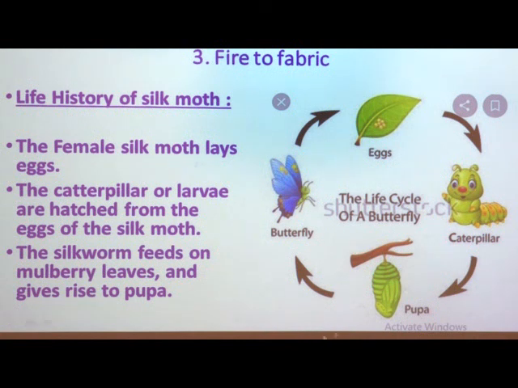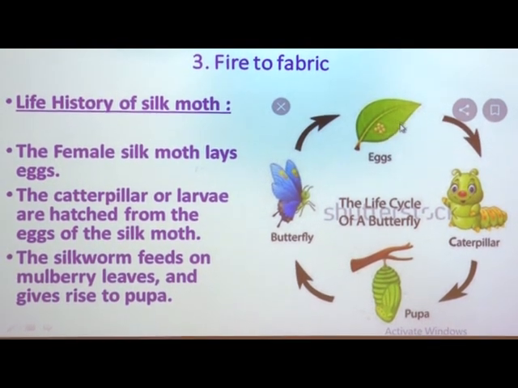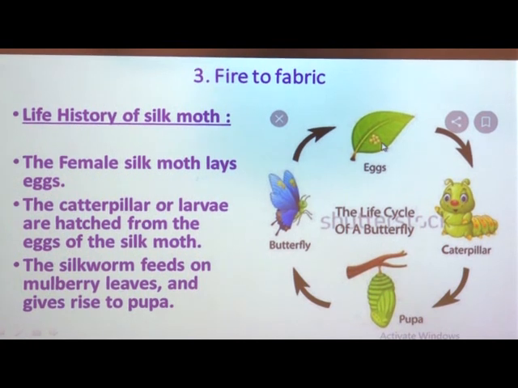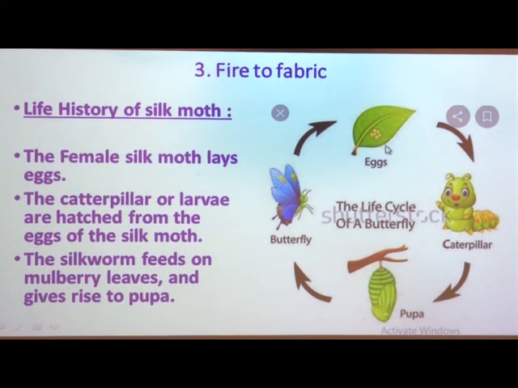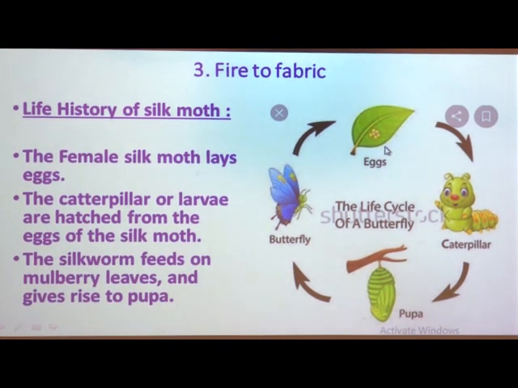So here you can see a picture is given. Life history: in this picture you can see the life cycle of this silk moth. The female silk moth lays eggs. See this picture carefully. Here it is a leaf of a mulberry plant. In your textbook on page number 30, there is a picture 3.10. There you can see a mulberry tree, how it exactly looks. But on Google you can also find images of the mulberry tree.